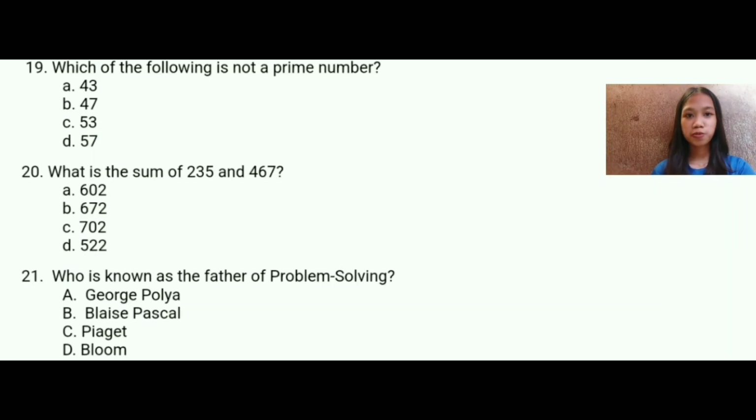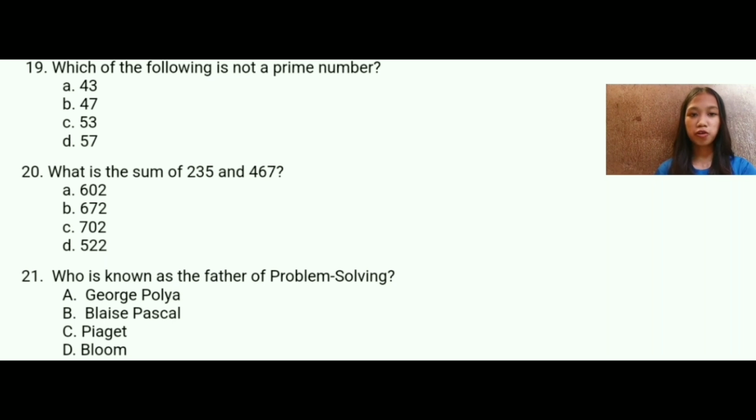And now let's proceed to number 19. Which of the following is not a prime number? Is it letter A, 43, letter B, 47, letter C, 53, or letter D, 57? So the correct answer is letter D, 57, because it is divisible by 3 and 19. So 57 is not a prime number.